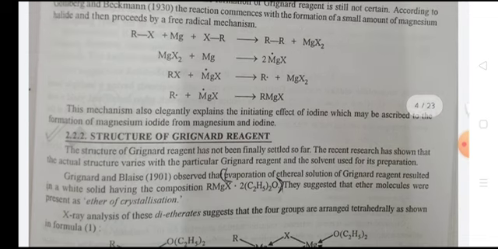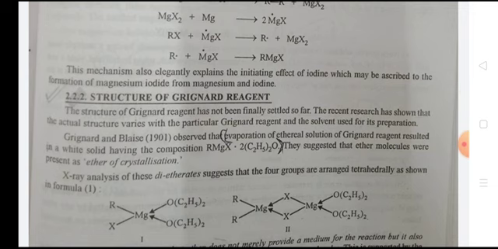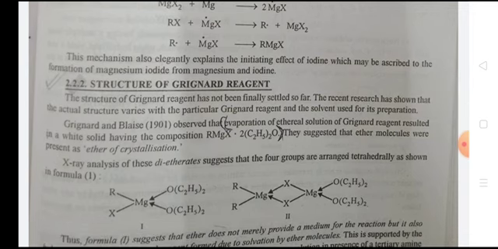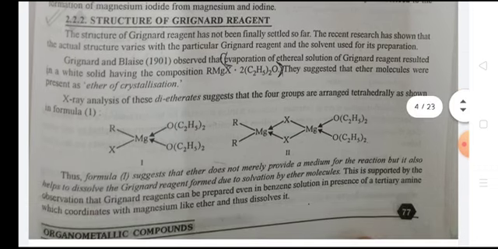MgX2 plus Mg gives 2 MgX free radical. RX plus Mg free radical X gives R radical plus MgX2. R radical plus MgX gives RMgX. This mechanism also elegantly explains the initiating effect of iodine, which may be ascribed to the formation of magnesium iodide from magnesium and iodine. Structure of Grignard reagents.